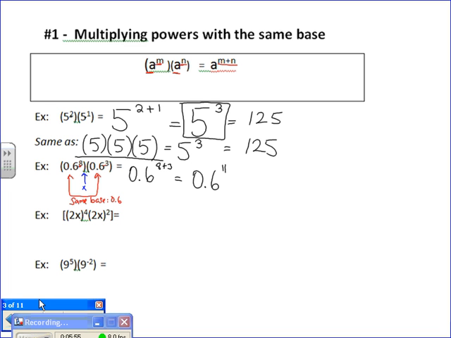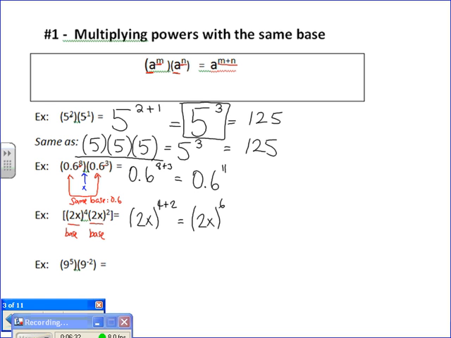Again, here's a little bit more complicated example. 2x, all in brackets. So this is my base. 2x is the base, to the exponent 4 times 2x to the exponent 2. Well, again, they have the same base. The base is 2x. So I can write my base, 2x, and I'm going to add those exponents together. So 4 plus 2 is going to give me 2x, in brackets, to the exponent 6. I keep it in brackets because I want 2x to be my base.